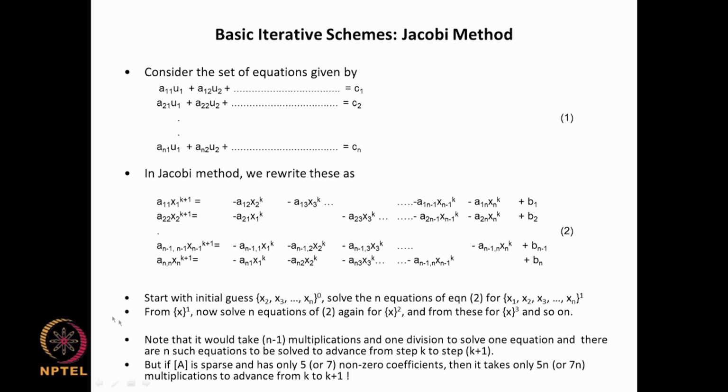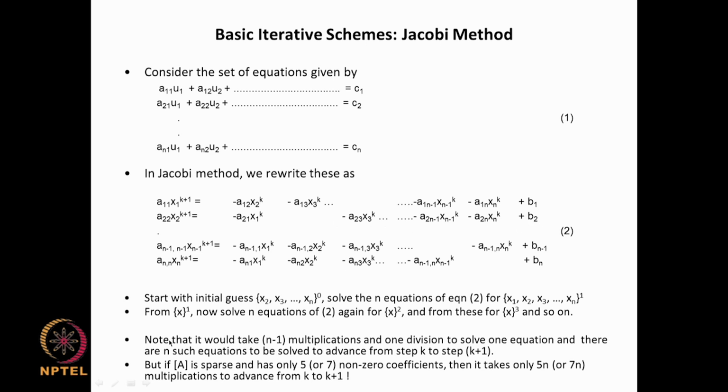So in each case you are not exactly solving this equation, you are using the first equation to get a new estimate for x1, knowing the values of all the other variables from the previous iteration. And similarly, the second equation is used to get the updated value of x2, making use of all the previous values of this, and then we can go on.